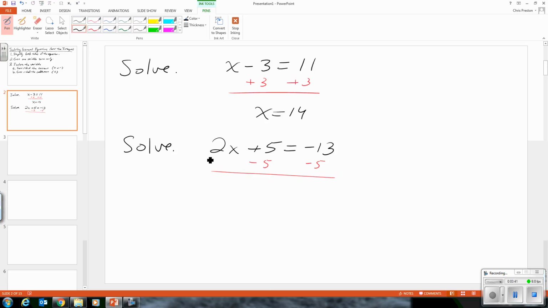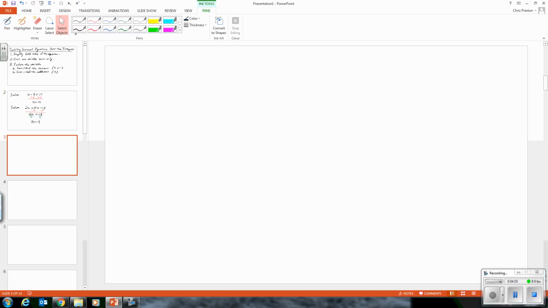And that's going to give me 2x equals negative 18. Then I need to get rid of this multiplier of 2. So since it's a multiplier, I'm going to divide both sides by 2. And that's going to give me x equals negative 9. So things are getting a little bit more complicated. We've got 2 steps in this problem. Remember, it's going to keep getting more complicated as we go through here.